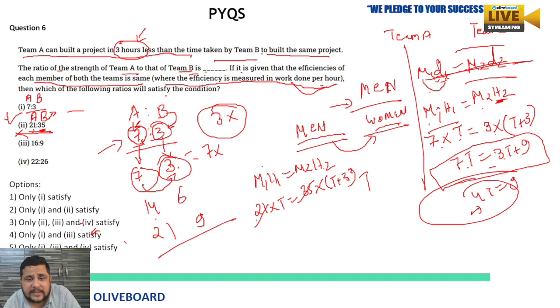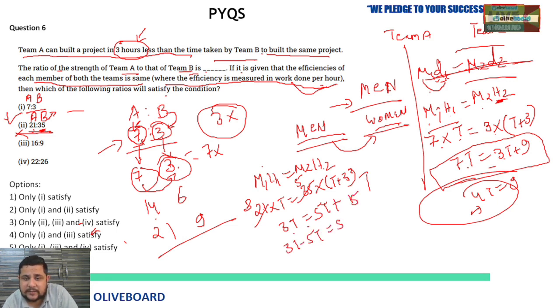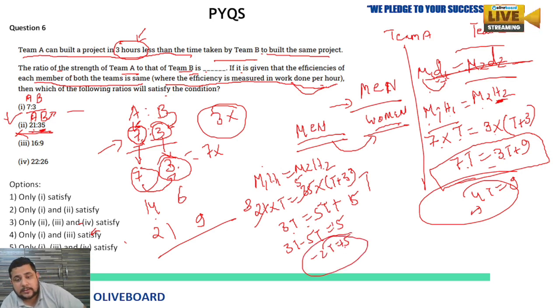So by 7 you can cancel this. It will be cancelled 3 times, and this will be 5 times. Now 3T is equal to 5T plus 15. So 3T minus 5T equals 15, so minus 2T equal to 15. So we are getting a negative value here. Time cannot be negative.